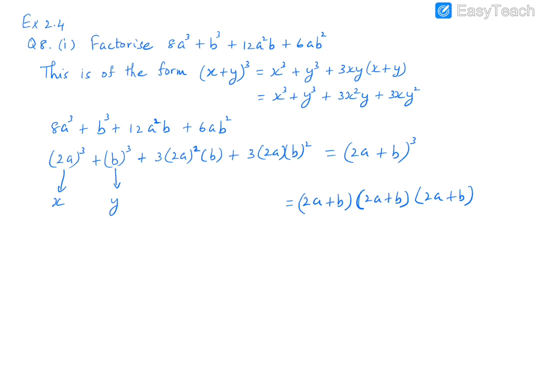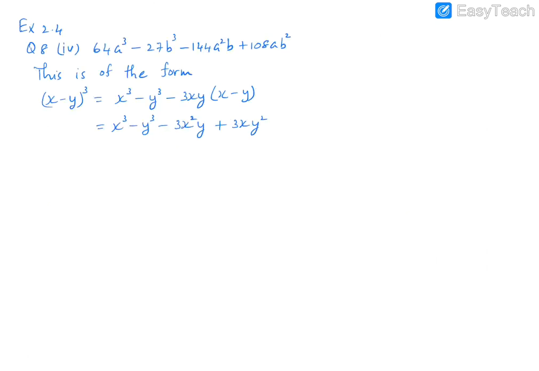Next, let us do one problem which uses the identity for x minus y the whole cube. Okay, so we have seen how to use the x plus y the whole cube identity for factorizing the algebraic expression. Let us now look at another example, which is also a problem from the exercise. Question number 8, division 4. You are given this expression, 64a cubed minus 27b cubed minus 144a squared b plus 108ab squared.